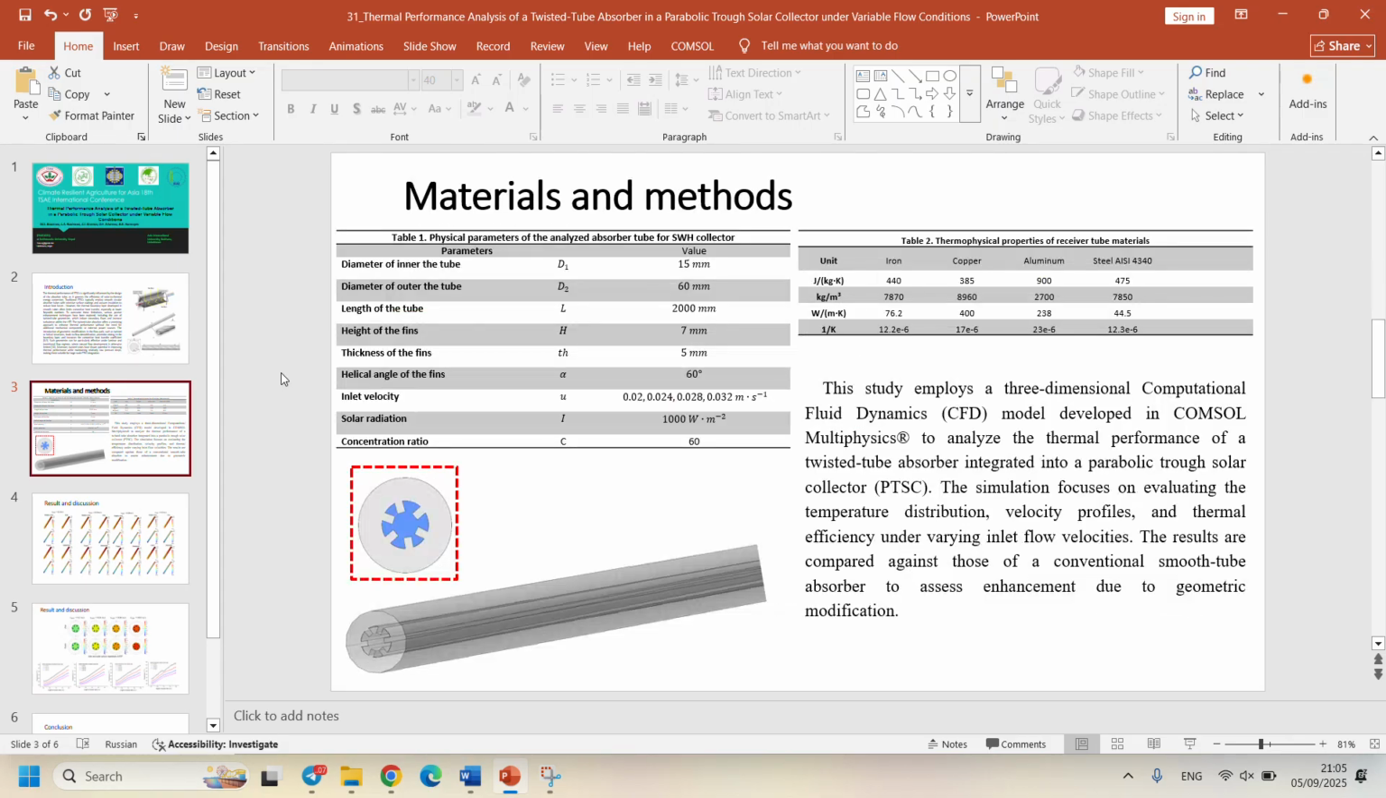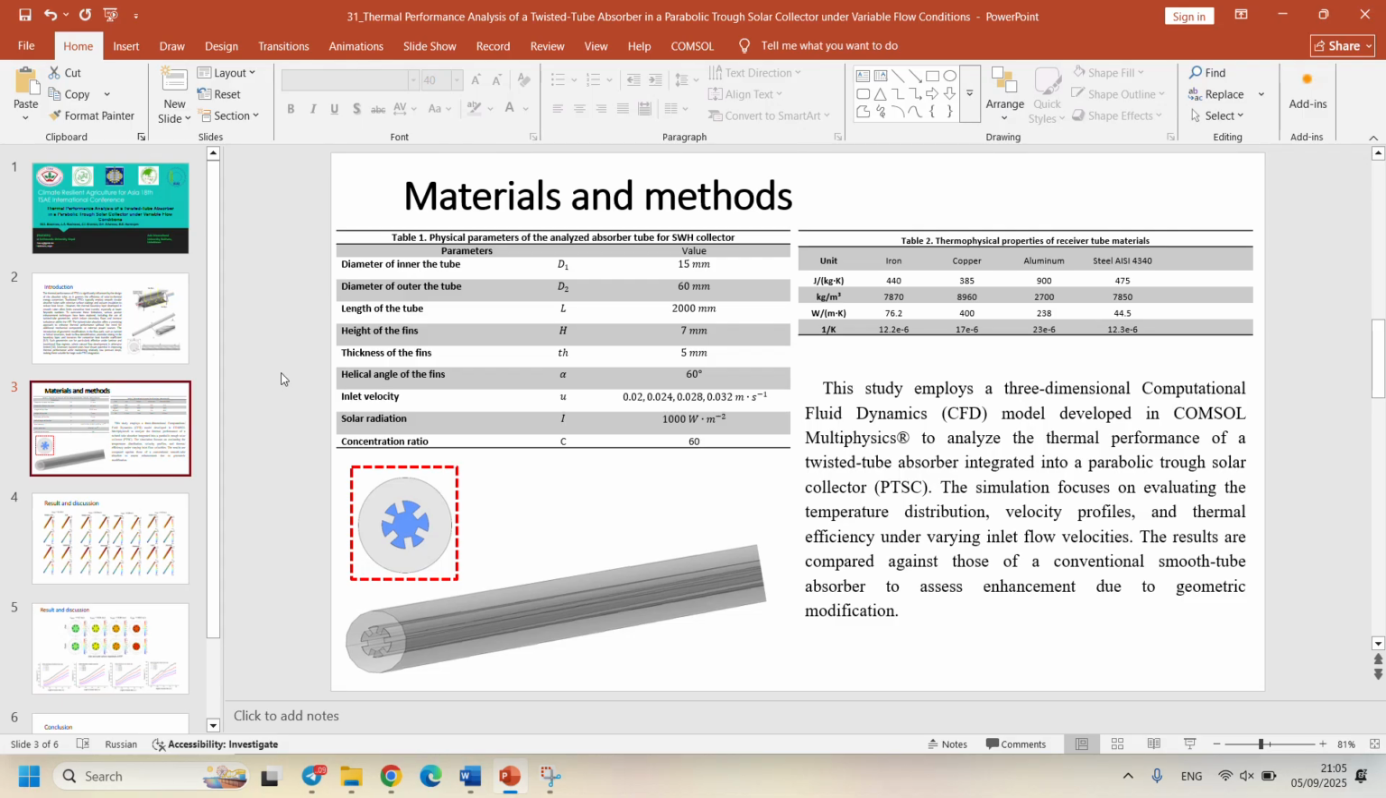Material and method. The physical parameters of the analyzed absorber tube of the PTC collector are demonstrated in figure 1. Thermophysical properties of the receiver tube material are given in table 2. The geometric view of the twisted receiver tube of solar PTC is given in that figure.